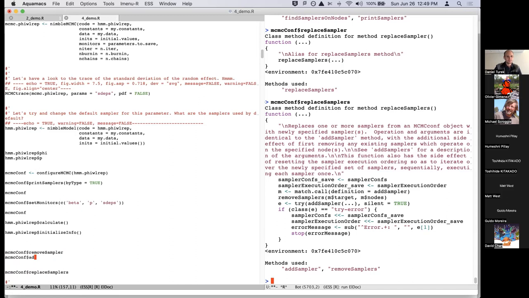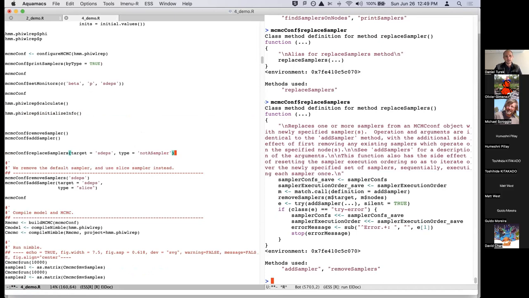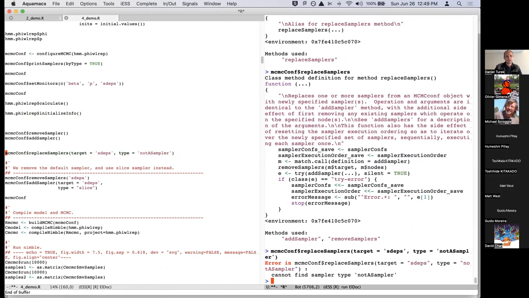So replace sampler, say we want to replace on the target node, standard deviation of epsilon, and the type of the sampler we're going to replace it with is a slice sampler. And say I spelled that wrong, something that's not a sampler. This should catch it. I took great pains to make it so that if I give it not a sampler, it correctly tells us this is not a sampler. It notices that and says, hey, that's nothing that I'm aware of.